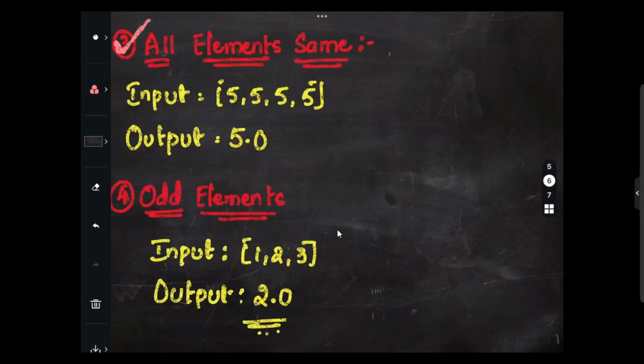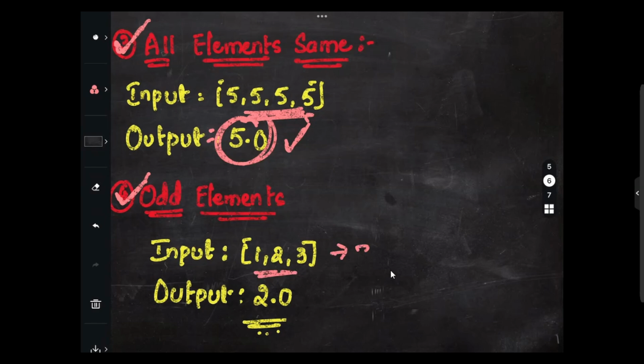We have all elements same. All elements same we have. See here, all elements are the same in this case, right? So the median remains the same here, 5.0. Just remember this one. All elements are the same, so the median remains quite obviously 5.0. Let's move on with the fourth edge case here, odd elements.